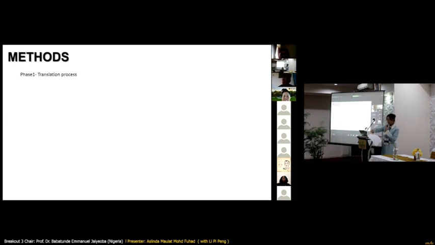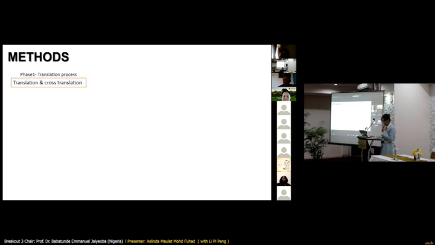So this is my method. During May-June 2023, a survey with a cross-sectional design was carried out among students from a public university in Malaysia who can read Malay. I have 2 phases for my method. Phase 1 has 7 steps of the translation process. So this is the first one.